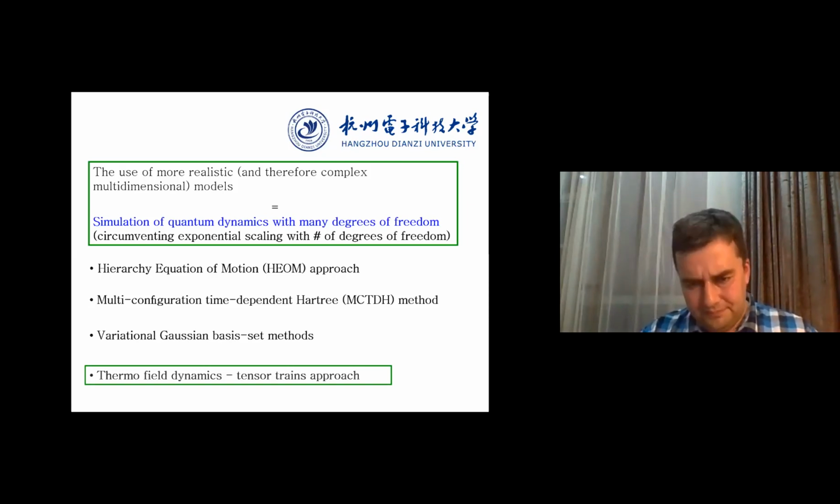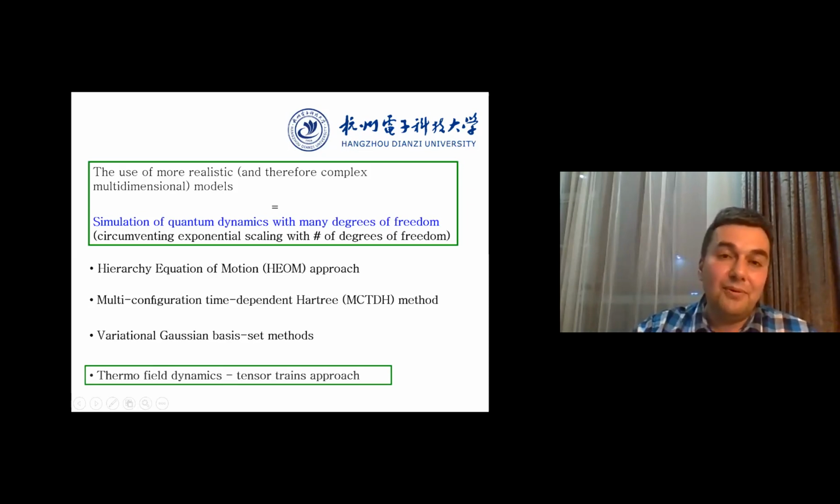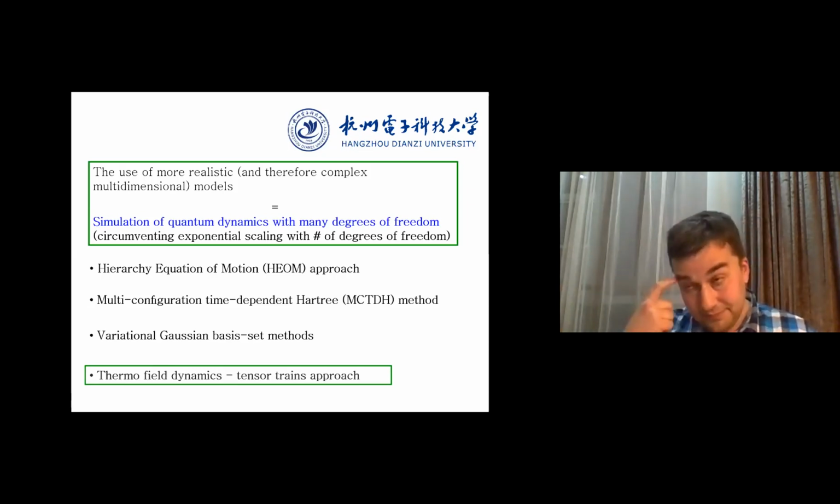multi-configurational Ehrenfest, and other methods. And what I will be talking about is this thermofield dynamics tensor train approach. This is a method which allows calculation of quantum dynamics and the simulation of spectroscopic signals of systems with many degrees of freedom, fully quantum mechanically, and at finite temperature.